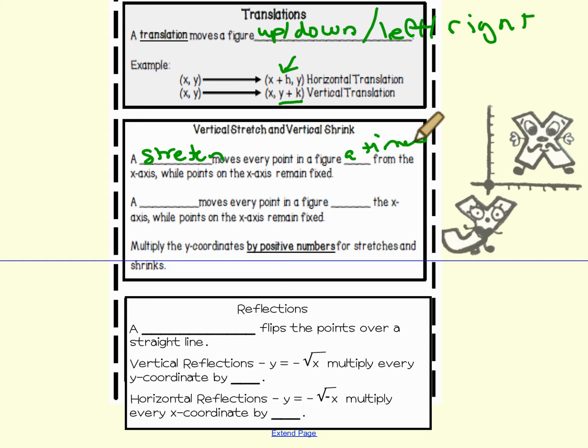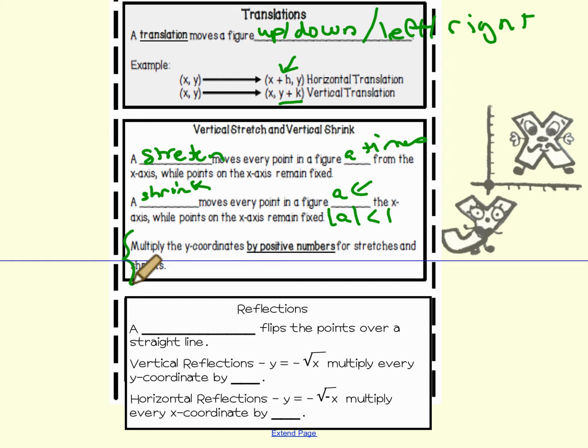A vertical shrink moves it also a times. Remember, this happens when the absolute value of a is less than 1. That's because you're always going to be multiplying by a number less than 1, which makes it smaller. Okay, shortcut algebraically is to multiply the y coordinate by that positive number for the stretch. And reflection, or shrinks.